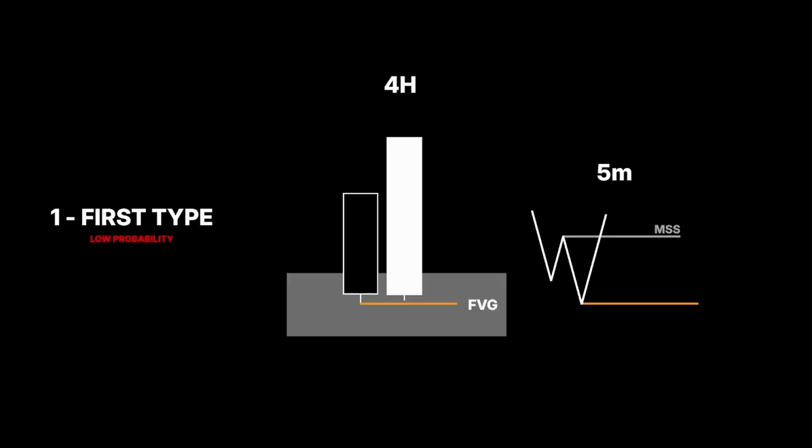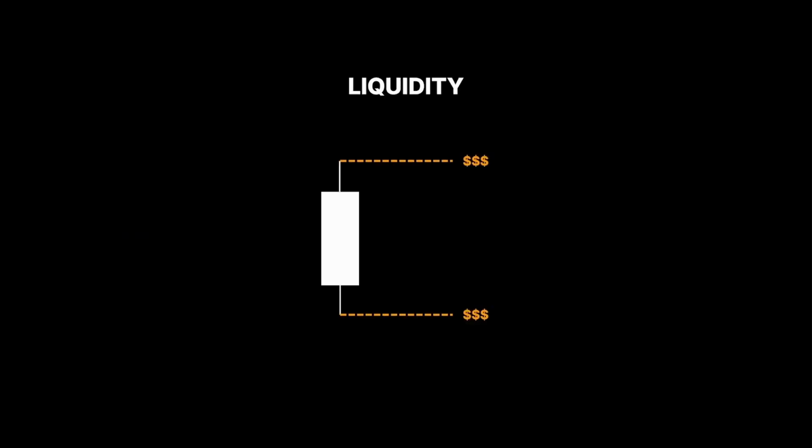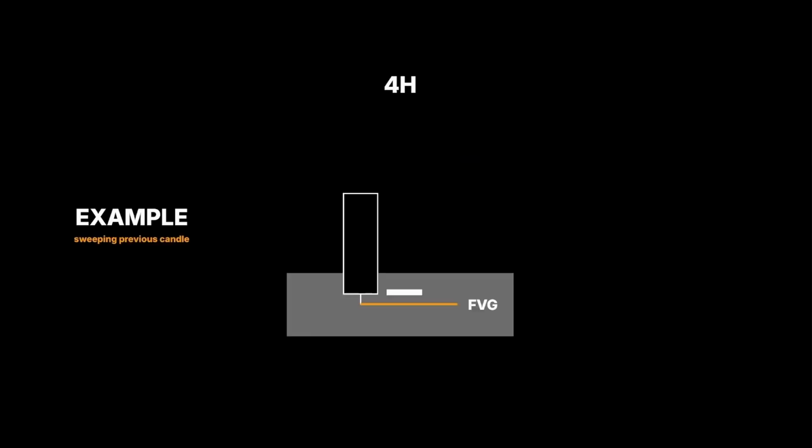First type of rejection is a low probability one. It's when the first candle comes into a POI and closes with a very small wick. It is low probability because price needs liquidity in order to move, and the previous candle high and low is a form of liquidity. So the next candle is most likely to sweep the previous one and then expand. That's why the first type of rejection is a low probability one.